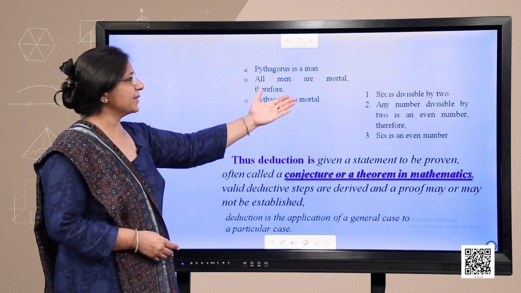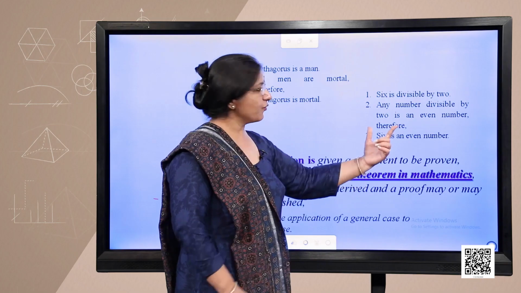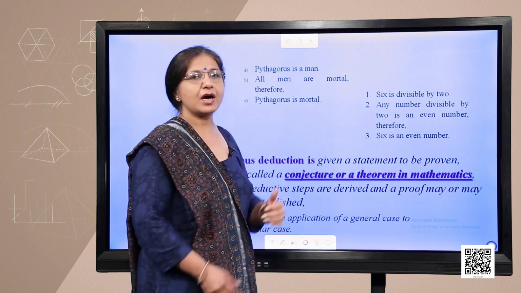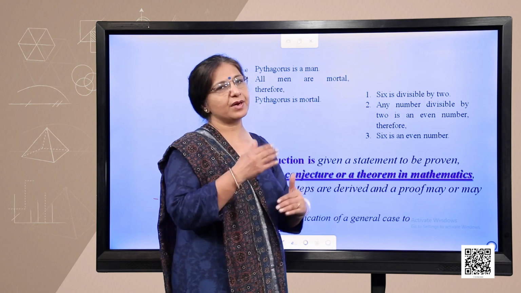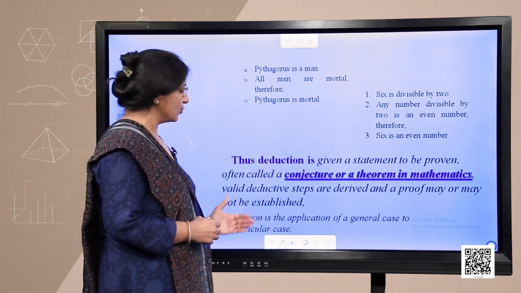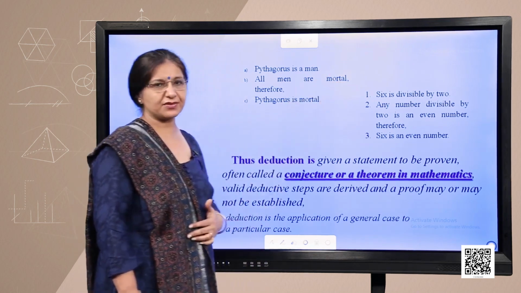Let us take another mathematical example. Let 6 is divisible by 2, and any number divisible by 2 is known as an even number. Therefore, 6 is an even number. So, we conclude or deduce this result depending upon the above statements. So, this is the case from general to specific. These are general statements, we are coming to specific.